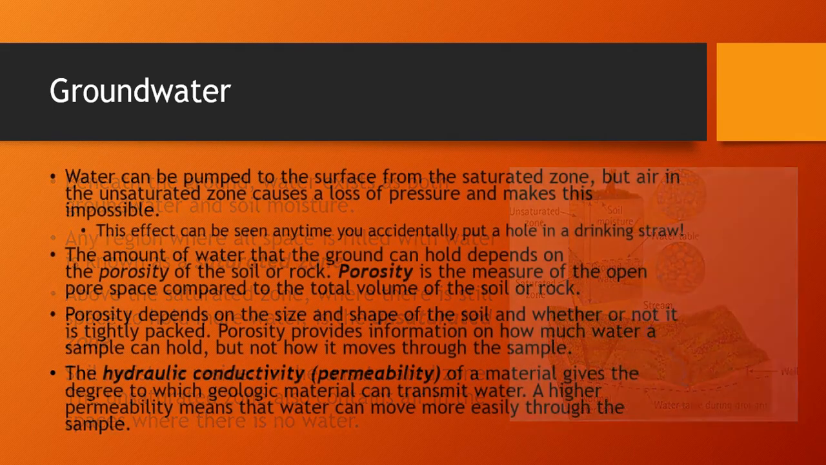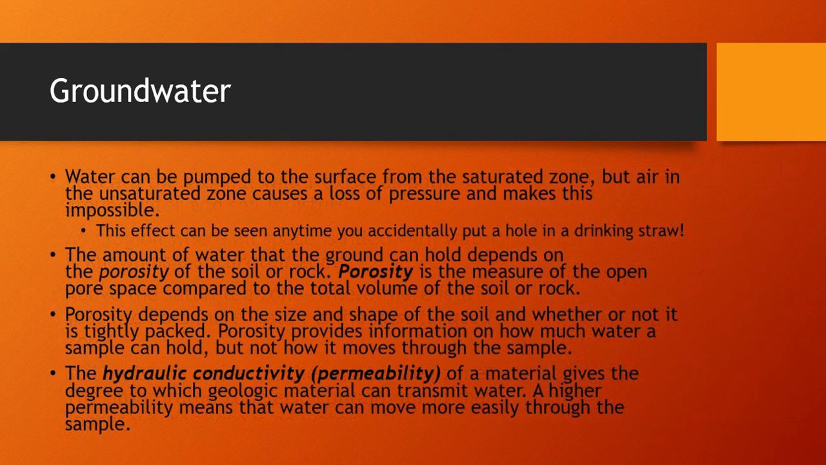You can pump water to the surface through something like a well. But if you try to do this in the unsaturated zone, the air will cause a loss of pressure, and it just makes it impossible to pull water up. This is the same effect that you get when you accidentally crack a hole in a drinking straw and you try to drink out of it. You get some drink, but a lot of air.